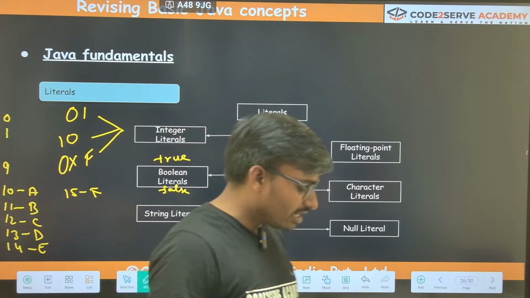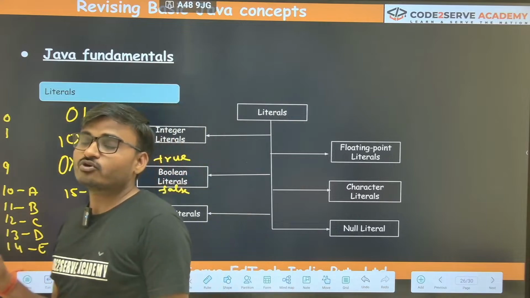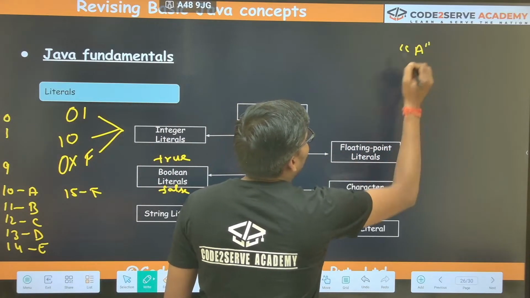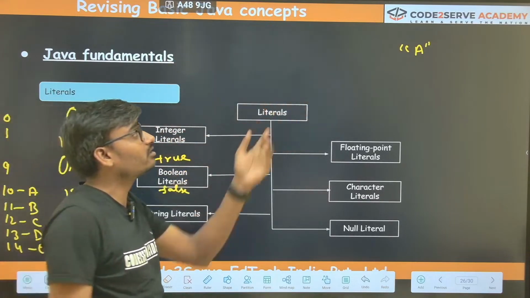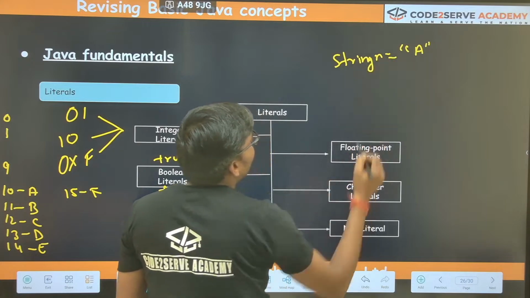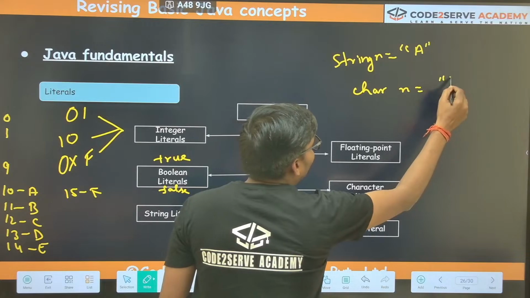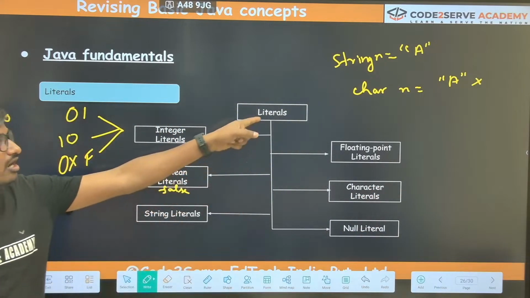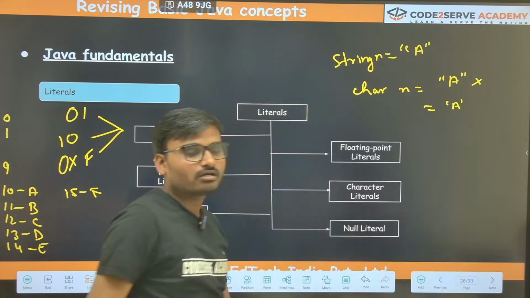Someone has commented that we have to give double quote for a character also. No. If you give double quote for a character, it is no more a character. It will become a string data type. So if you write char n equals double quote a, this is absolutely wrong. This is not supported. For a character, you have to use single quote. So keep that in mind.